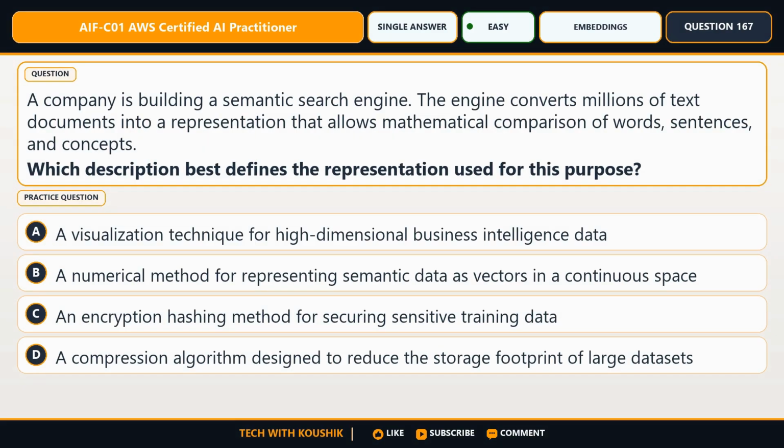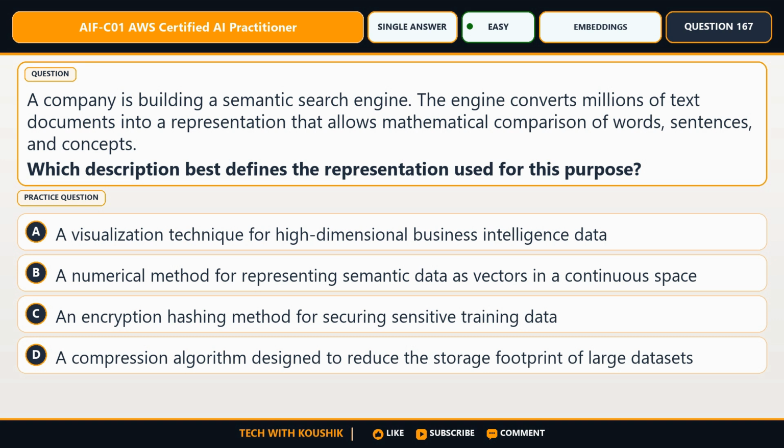Start by identifying the requirement in question number 167. The focus now shifts to embeddings. First, locate the key operational constraint. A company is building a semantic search engine. The engine converts millions of text documents into a representation that allows mathematical comparison of words, sentences, and concepts. Which description best defines the representation used for this purpose? Check each option against the exact requirement.